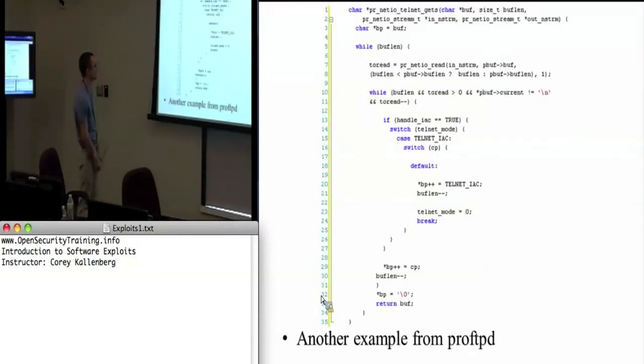That one's kind of hard to spot. And this one, it's saying, while bufflen is not equal to zero, keep on going, copy stuff. But in this case, if this switch statement is true, when bufflen equals one, this gets decremented to zero, this gets decremented again, bufflen is now negative one, and it's going to keep on going for a long time. So this should really be when bufflen is greater than zero, or something like that.